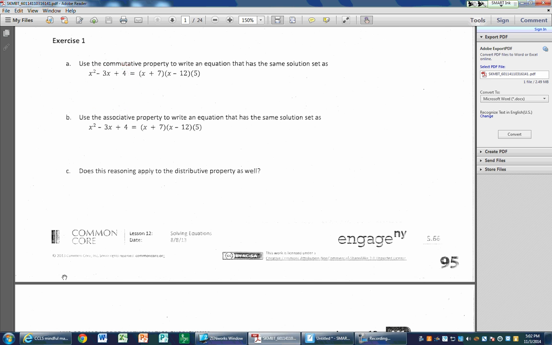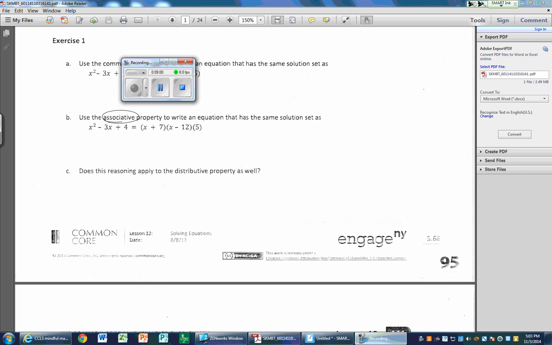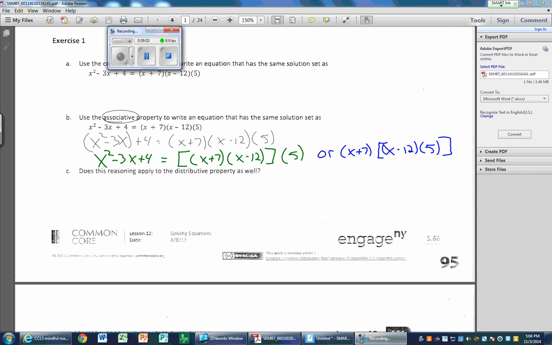Use the associative property to write an equation that has the same solution set. Go ahead, hit pause, write down your answers. There are not a lot of answers for that. So for the first one, I associated the x squared minus the 3x. You can't associate the 3x and the plus 4. No, no, so don't do that.